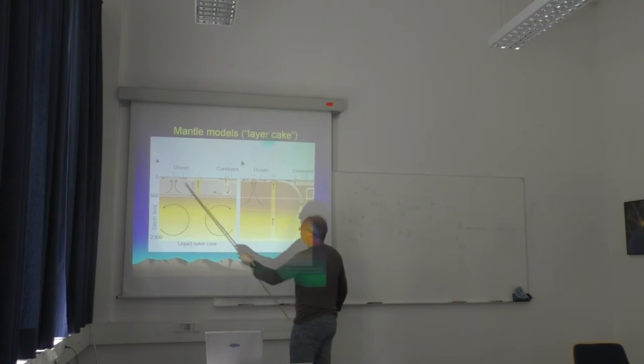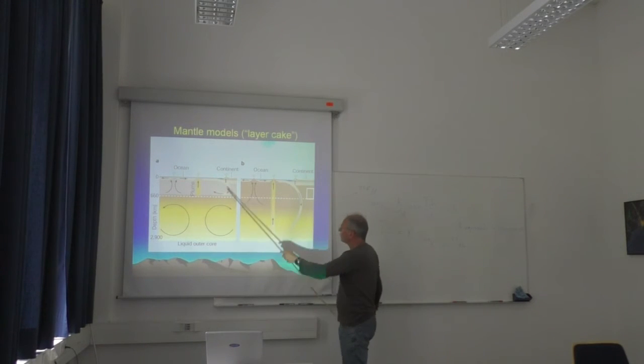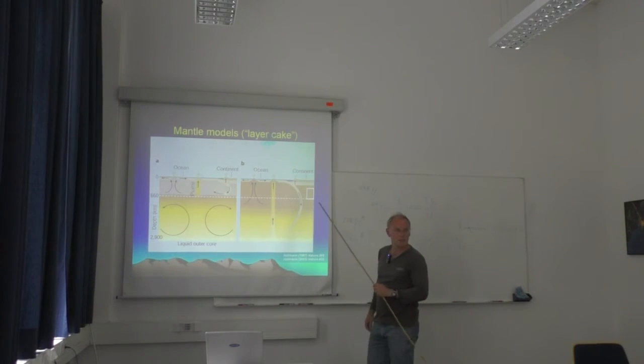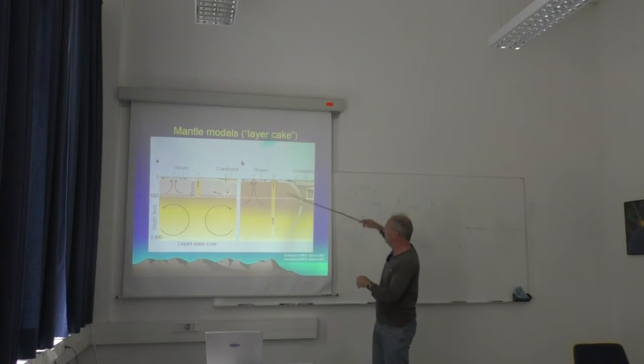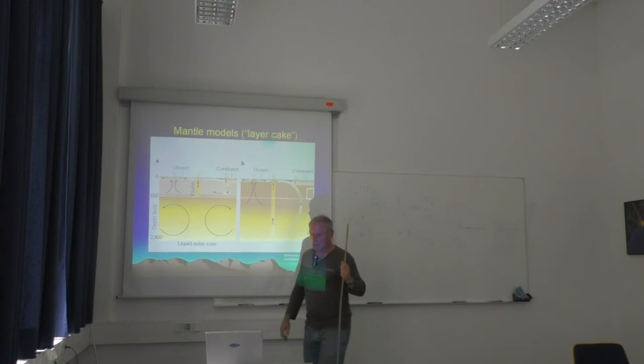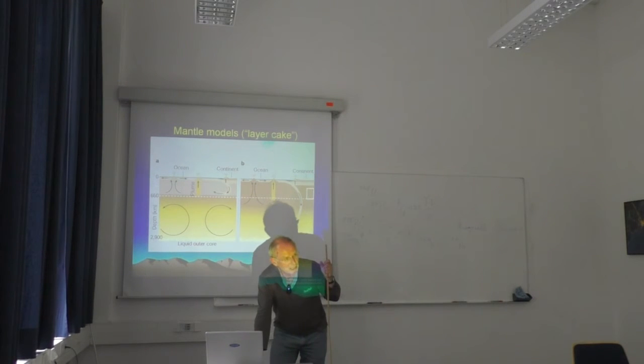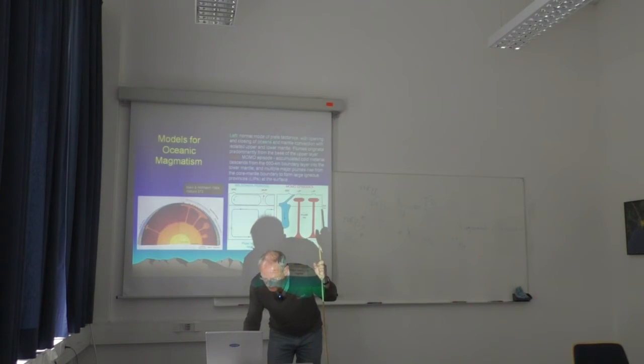Here we have two types of convection and layering, and also here we have some kind of layering, more depleted mantle in the upper part and enriched or primitive mantle in the lower part.